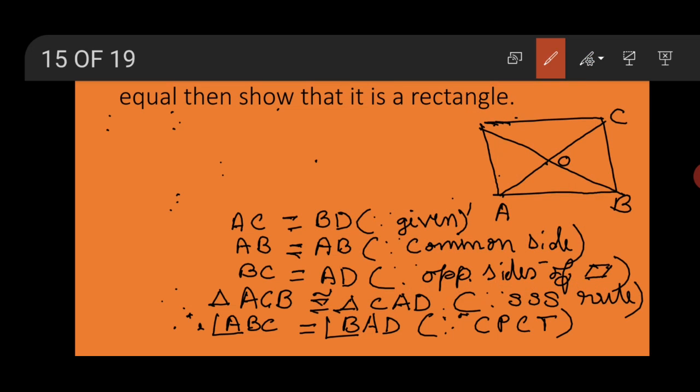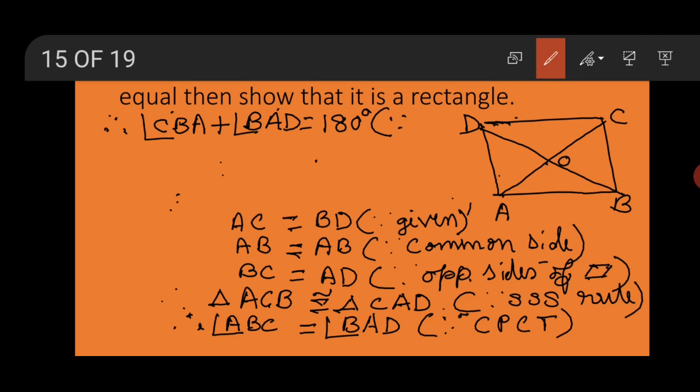Therefore, angle CBA plus angle BAD is equal to 180 degrees. Reason: because AB is the transversal and AD is parallel to BC, the sum of interior angles on the same side of the transversal is 180 degrees.